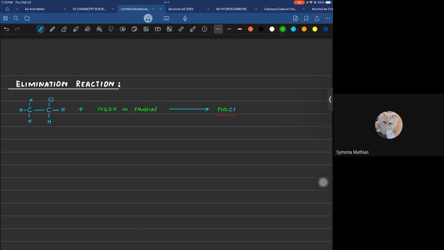and H2O would be produced. And listen carefully, this sodium and this chlorine, or rather this OH and this H, are removed. So ultimately what is left with me: this hydrogen is left, this carbon is left, this hydrogen is left, this carbon is left, then again I have hydrogen, and again I have hydrogen. So ultimately the double bond would be there. So basically you have produced an alkene.